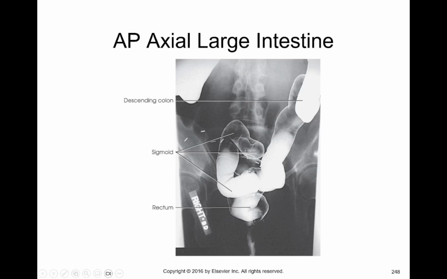So AP, this is actually air contrast. I'll recycle this in the air contrast lecture portion. You can tell it's air contrast because the dark areas within the colon represent air. So again, sigmoid colon, that's what we're looking at.